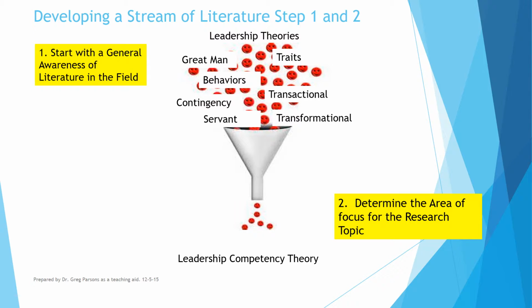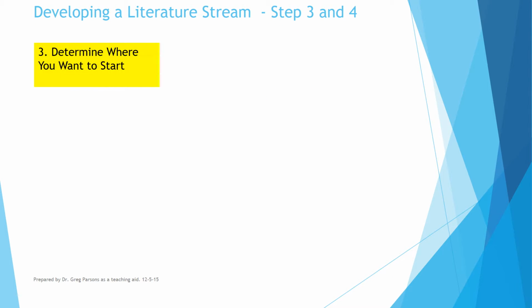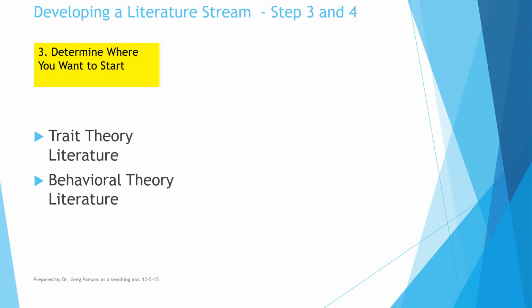And just suppose that you find through all your studies that leadership competency theory turns out to be interesting to you, and you feel like it needs additional research in the area. So that's where you're going to focus. So then you need to determine where you're going to start with your stream. And if you do a little research, you find that competency theory is based upon work that came out of earlier trait theory literature and behavioral theory literature.